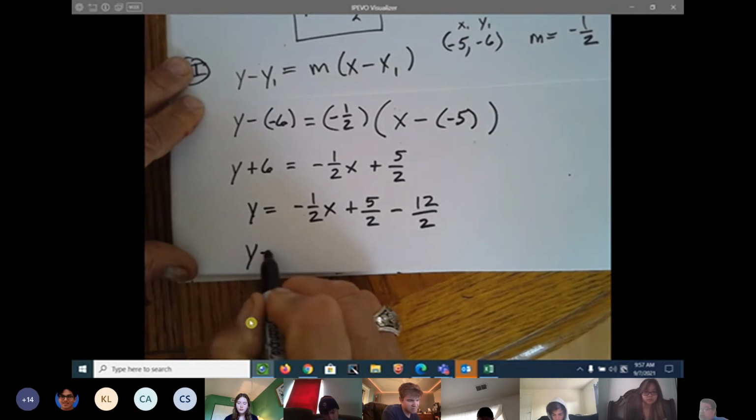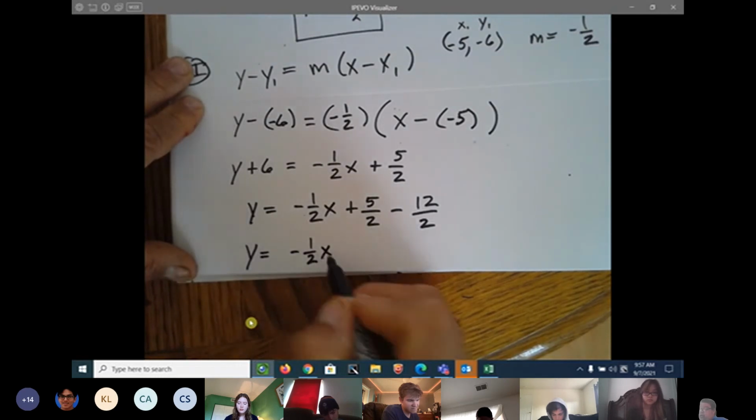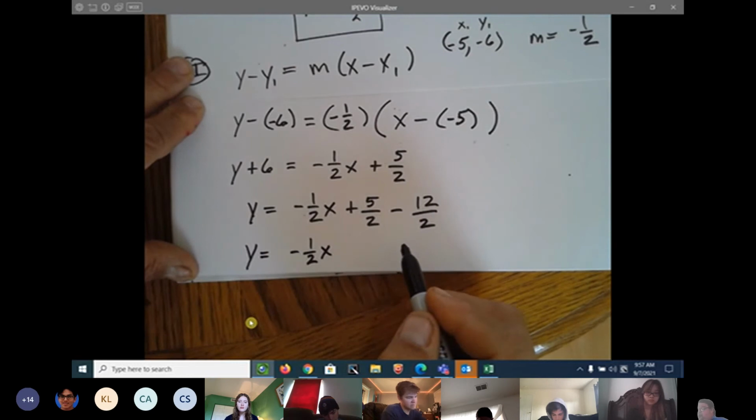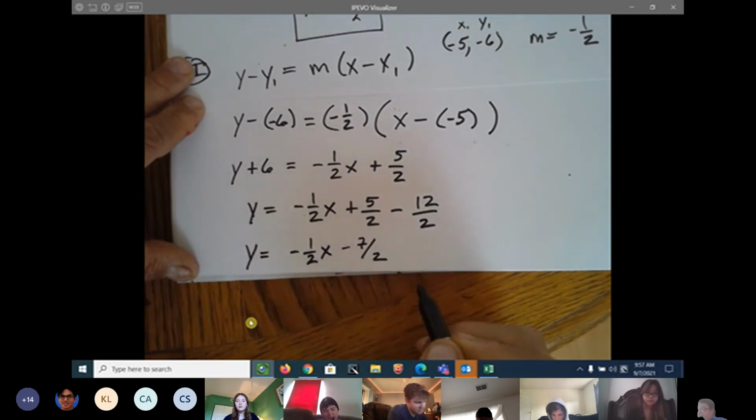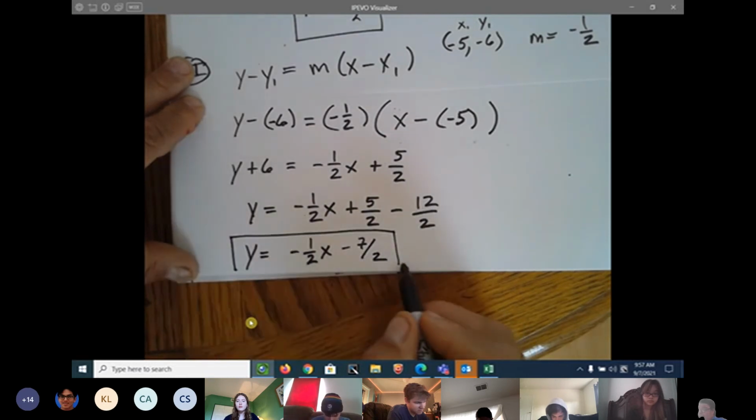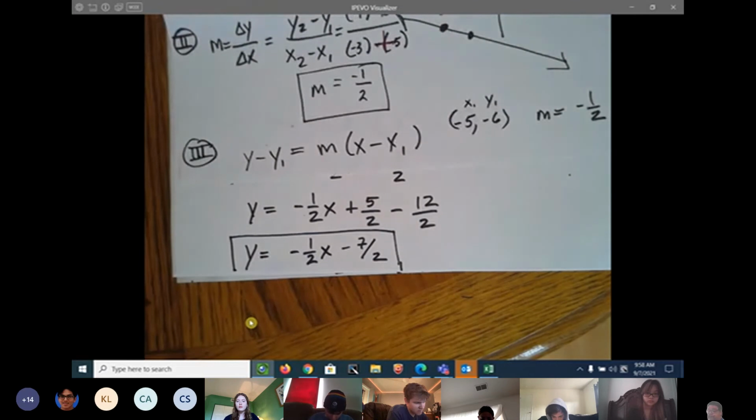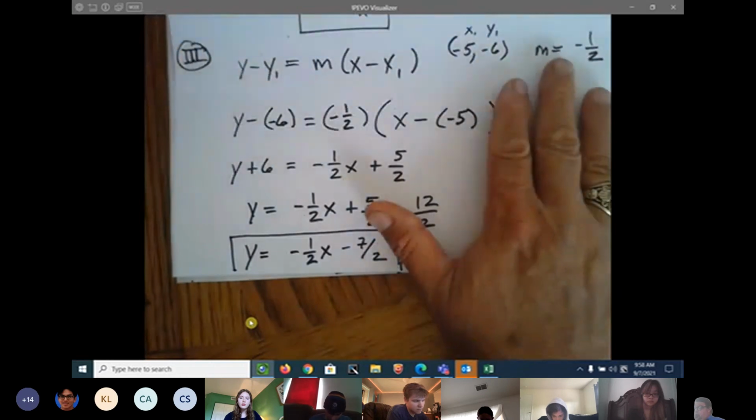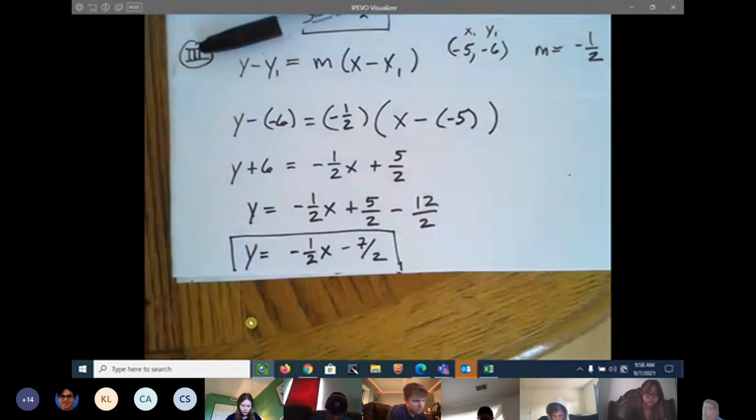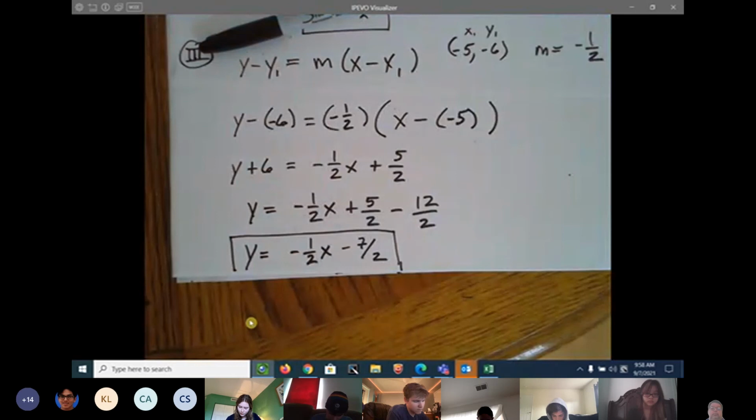And y is equal to -1/2 x. 5 minus 12 is what? -7/2. And that is the equation of that line that we drew a while ago.